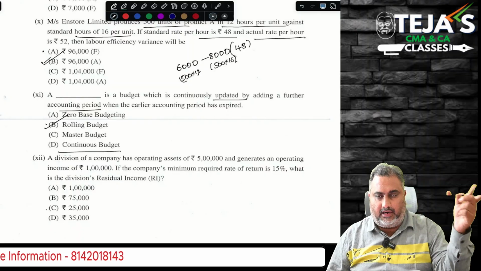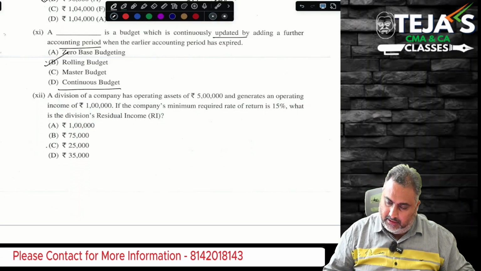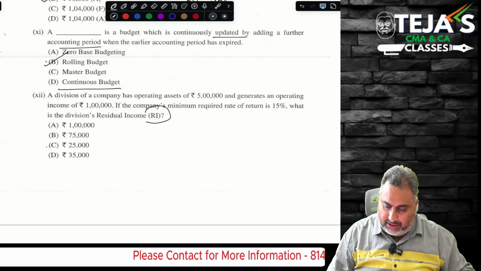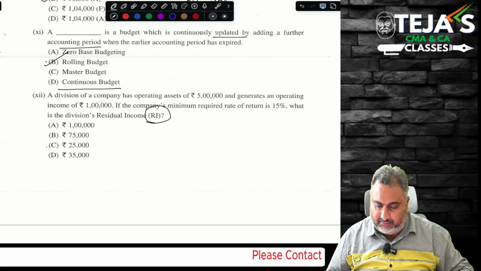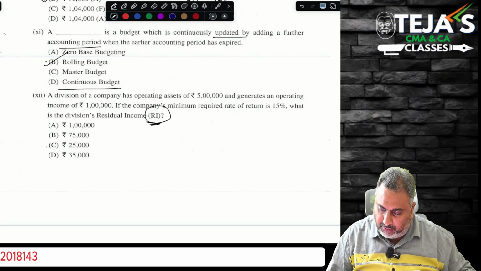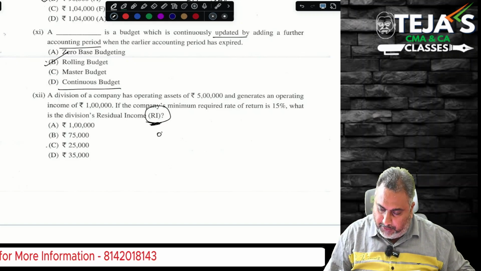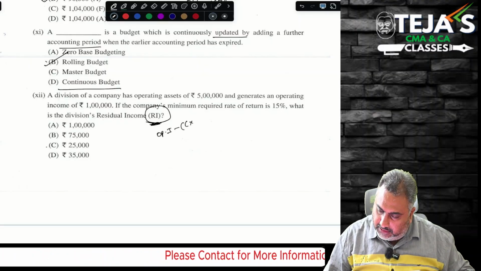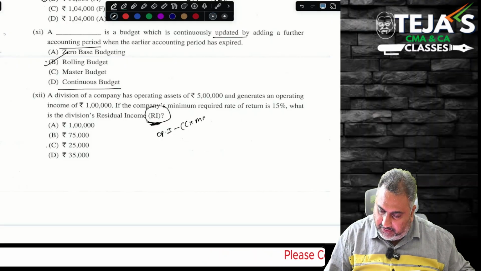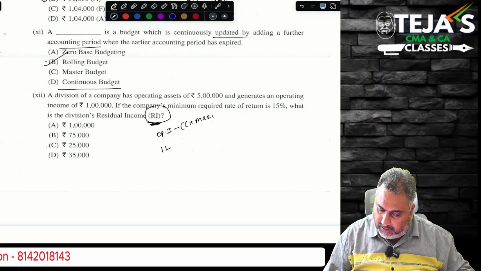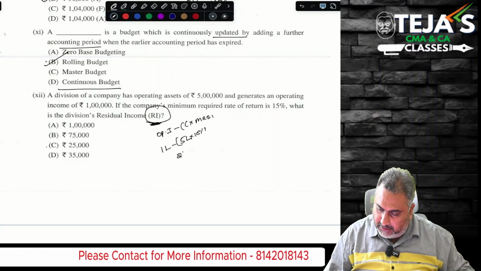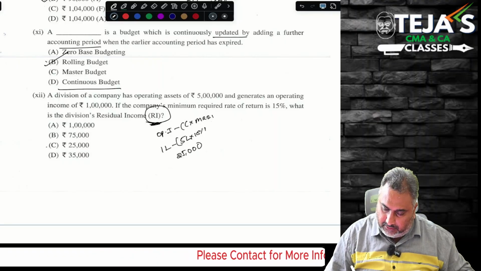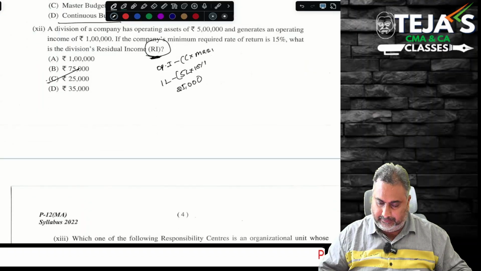That is what we can call rolling budget. And already I told you, from the residual income point of view, we will get one MCQ. Already I told you the formula for residual income: operating income minus capital investment into the minimum rate of return. That is equal to 1 lakh minus 5 lakhs into 15%, that is equal to 25,000, which is our option.